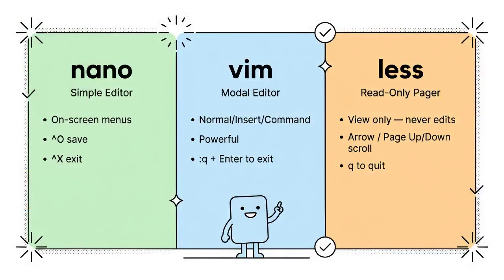Here is the summary. Nano is simple and beginner-friendly with on-screen menus. Vim is a powerful modal editor exited by typing :q and enter. Less is a read-only pager exited by pressing Q. 3 tools, 3 purposes. Knowing which one to reach for is the first step to mastering the terminal.